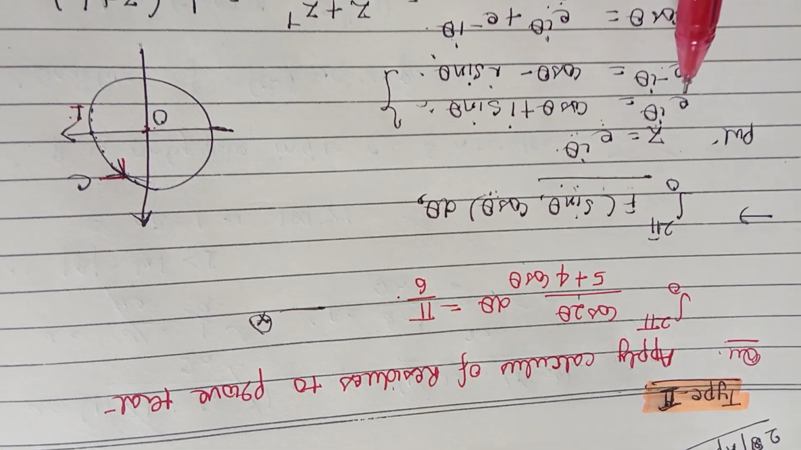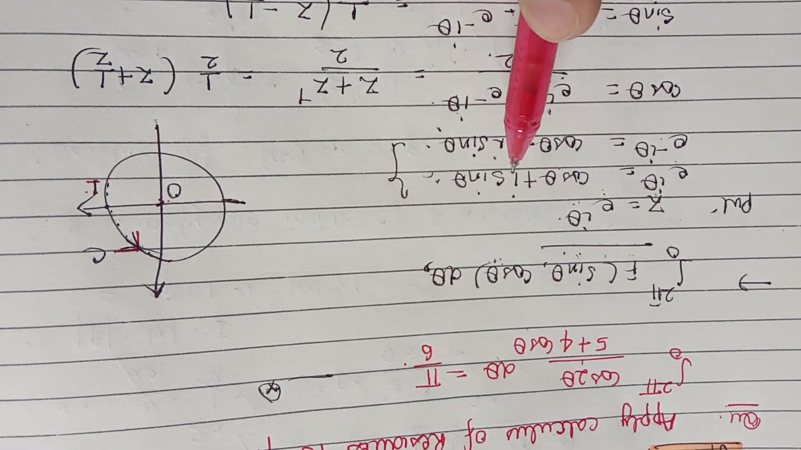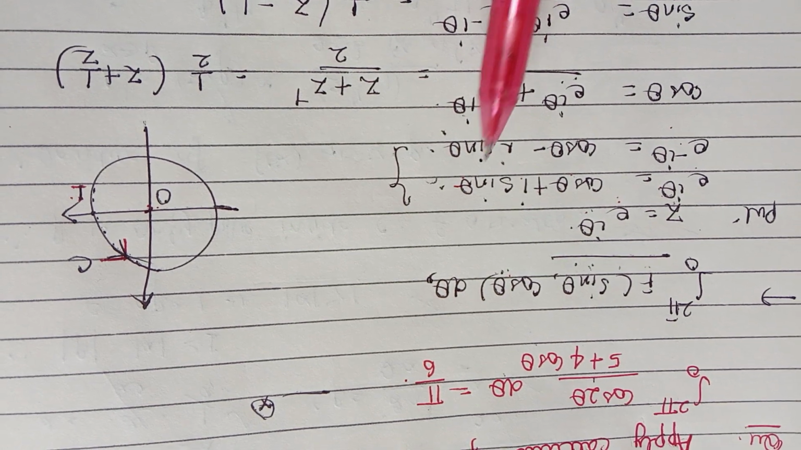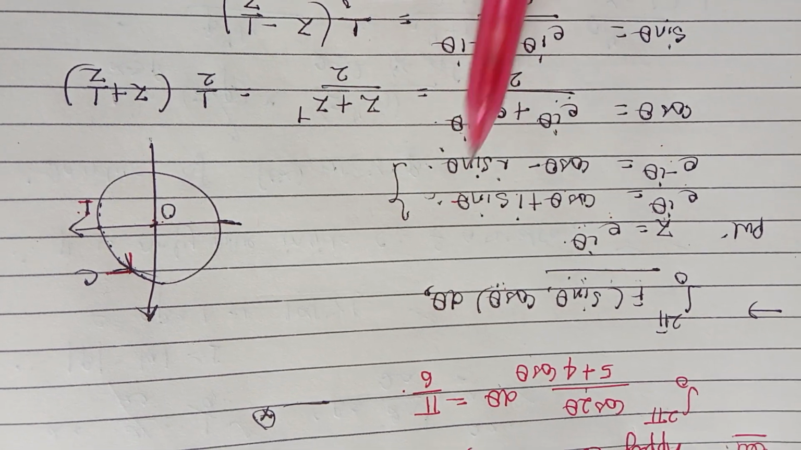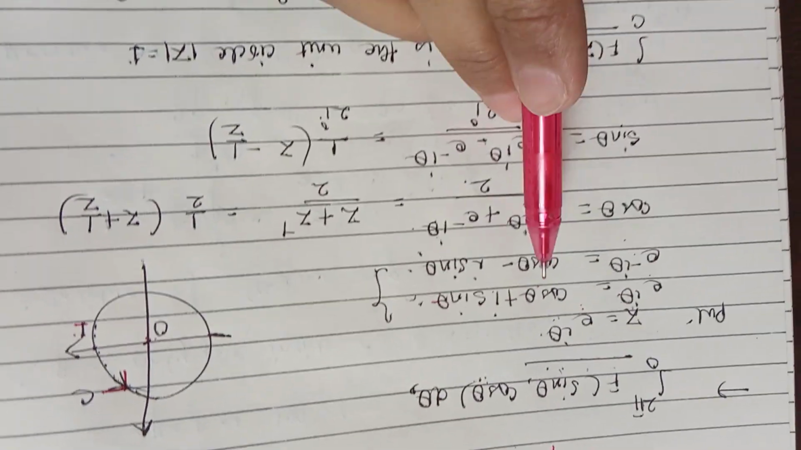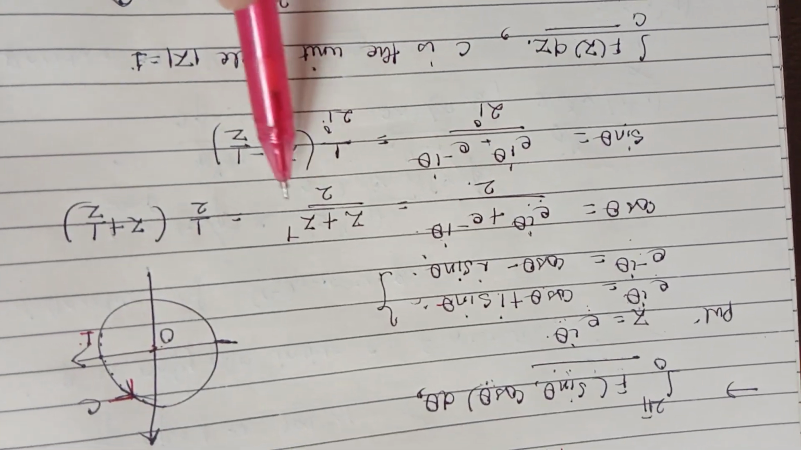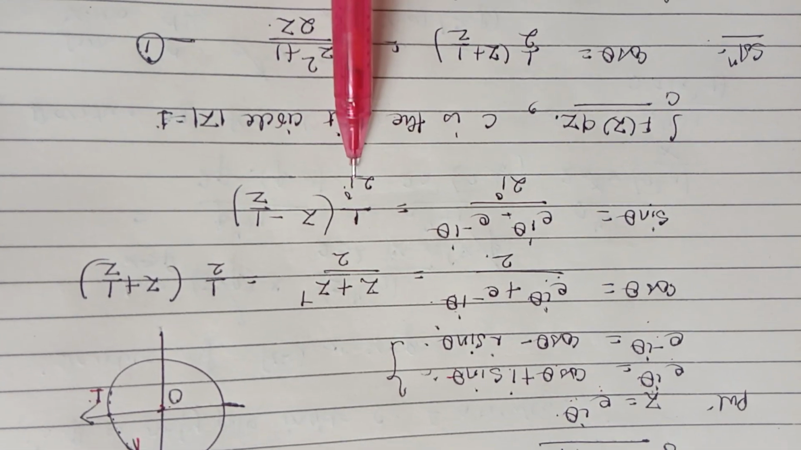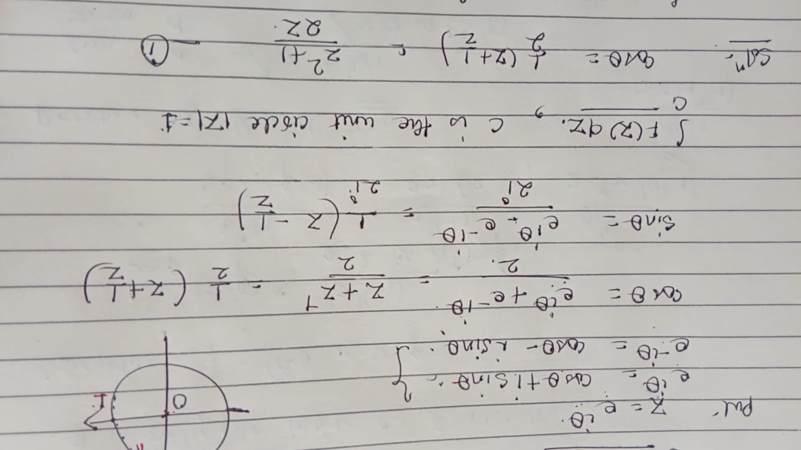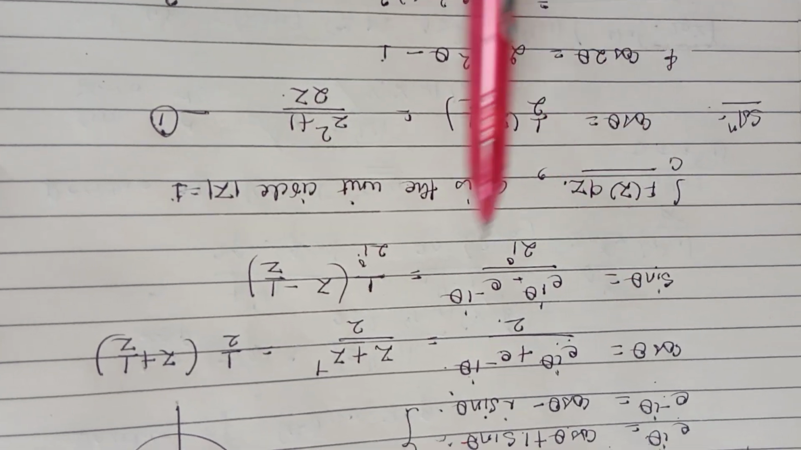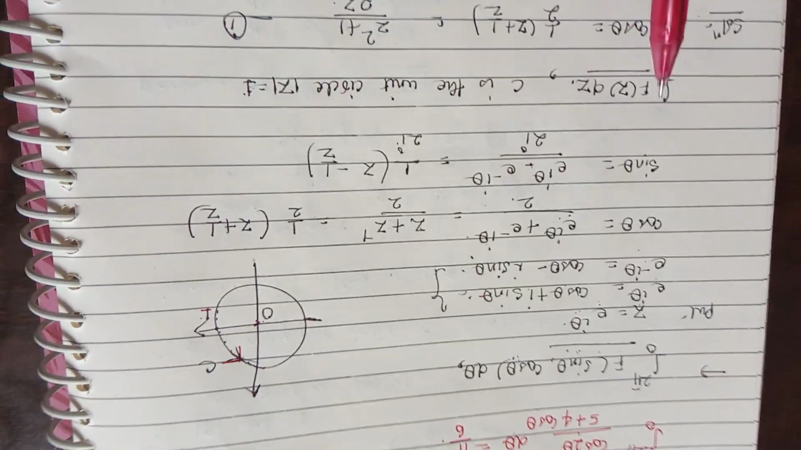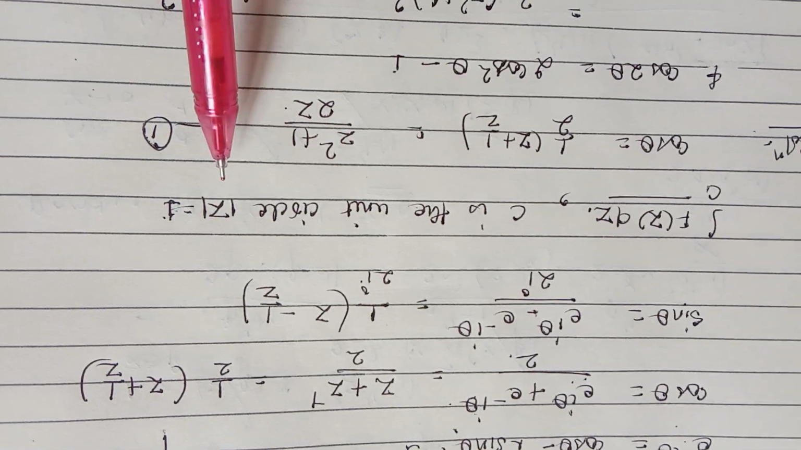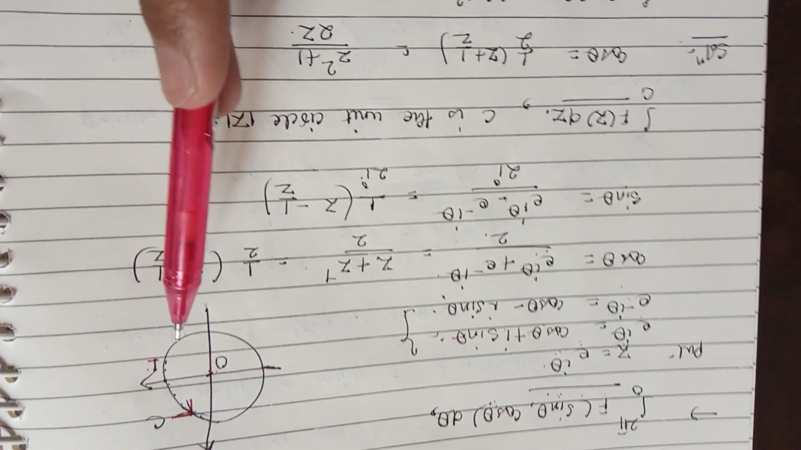We know that e to the power iota theta is equal to cos theta plus iota sin theta, and e to the power minus iota theta is equal to cos theta minus iota sin theta. From these two equations, we find the values of cos and sin. Cos theta is equal to 1 by 2 (z plus 1 by z), and sin theta is equal to 1 upon 2 iota (z minus 1 by z). So putting these values in this equation, we find the integration of f(z) dz along the contour C, where C is the unit circle centered at origin of radius 1.